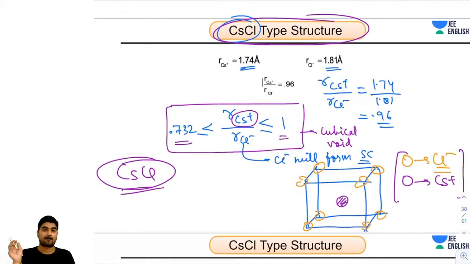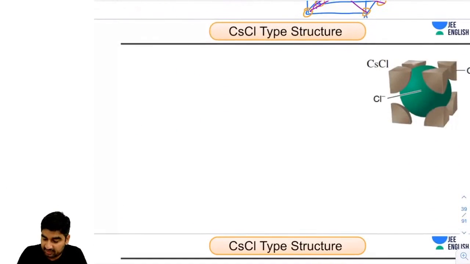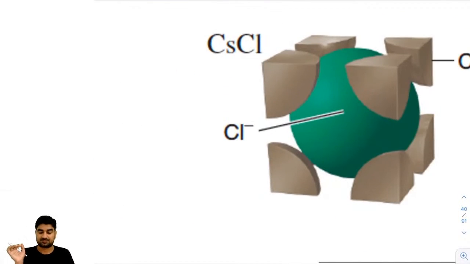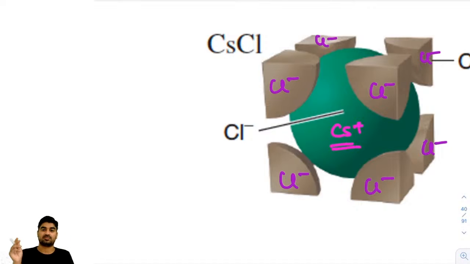What is the coordination number of cesium here? It is touching 8. So the coordination number will be 8. So guys, yes, here you can see the structure. This is chloride, right? And this one is cesium. Yes. Tell me guys if you have any doubt. Please ask. No doubt.